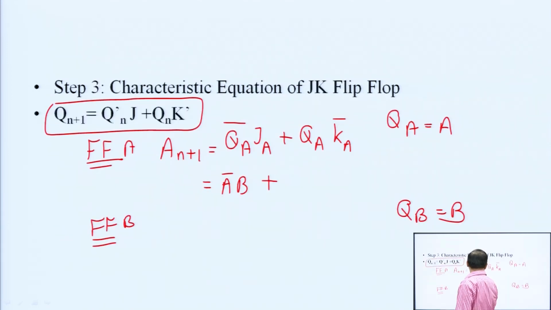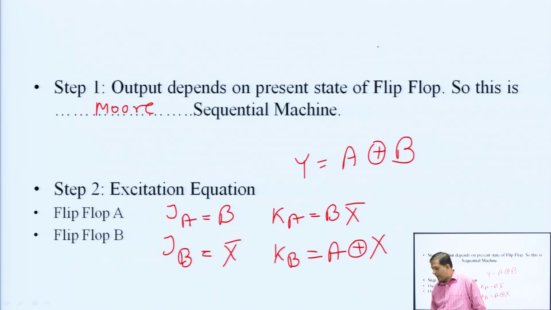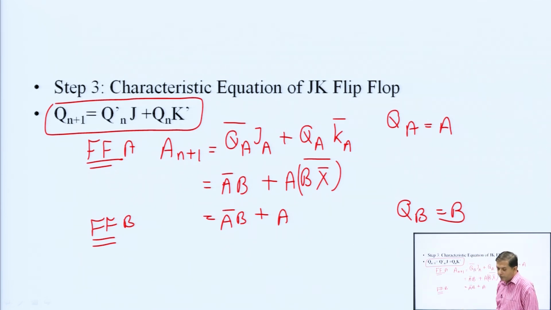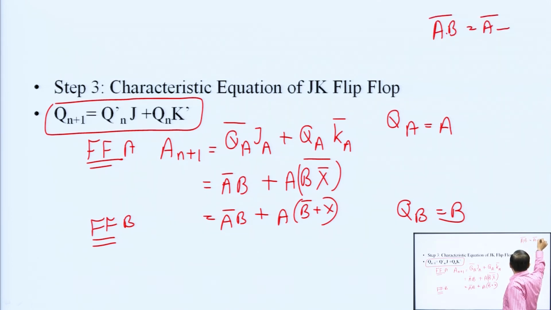And what is QA? QA means A. And what is KA? KA means B X bar, so we need the whole bar of B X bar, because it is KA bar. So, we can write it as A bar B plus A times the complement of B X bar. Using De Morgan's theorem we can rewrite this as B bar plus X, because we know that the complement of A dot B is equal to A bar plus B bar. So, using De Morgan's theorem we have taken this step.